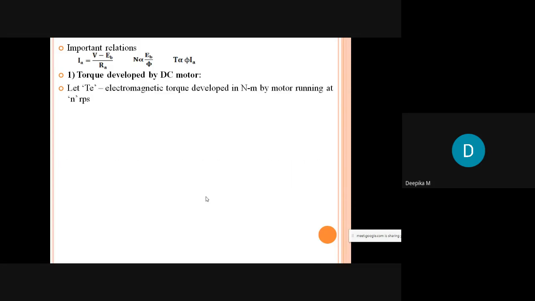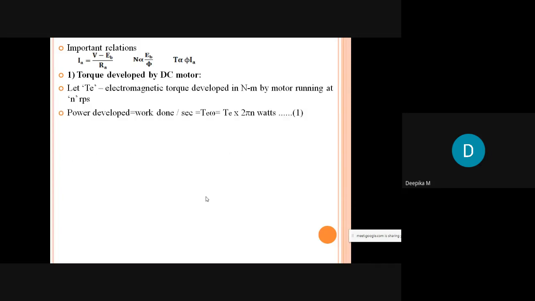So coming to the torque developed by a DC motor, here TE is nothing but the electromagnetic torque developed, in Newton meter, by the motor running at N RPS. That is, the torque developed inside the motor, we call it TE. The unit here is Newton meter, and it is running at N RPS, that is revolutions per second. So here we are going to consider the revolutions per second.